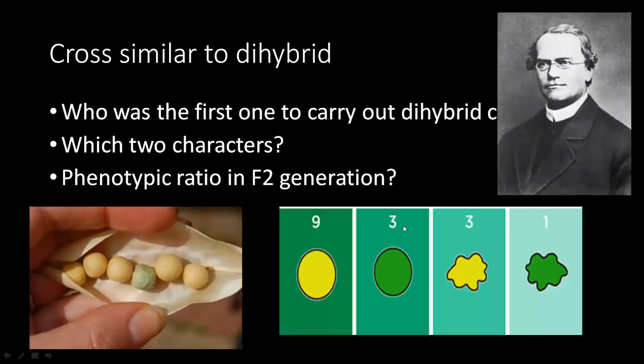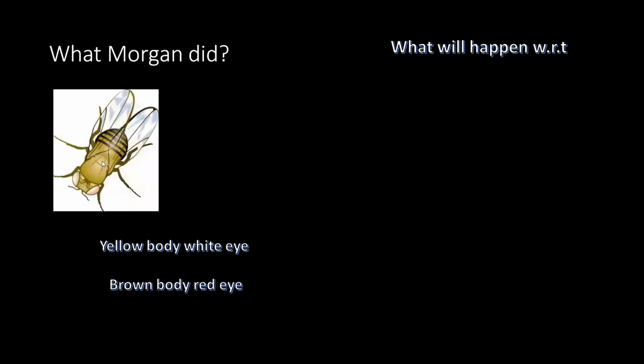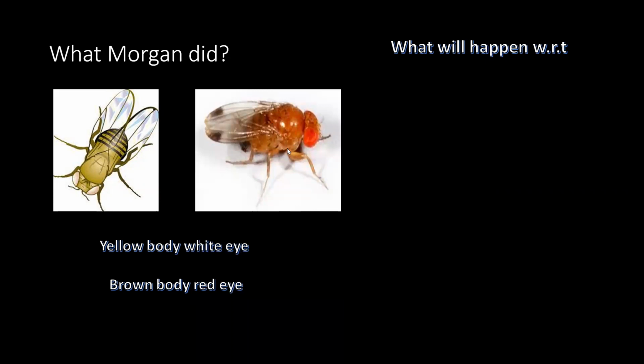But what happened when Morgan carried out the same experiment? He did not get this ratio. What Morgan did was cross white-eyed, yellow-bodied flies with red-eyed, brown-bodied flies. White eye, yellow body, with red eye and brown body. Which is the wild one?